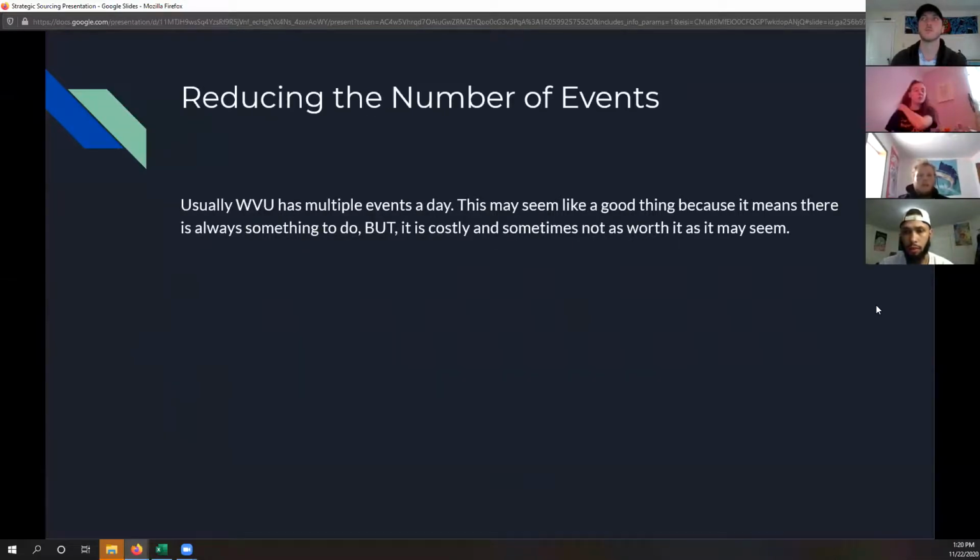All right, so reducing the number of events is important because usually WVU has multiple events in a day, and that could seem like it's good because it could help students be involved, but sometimes it's costly and not quite worth it.